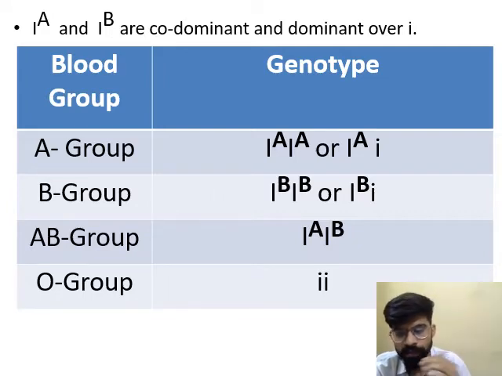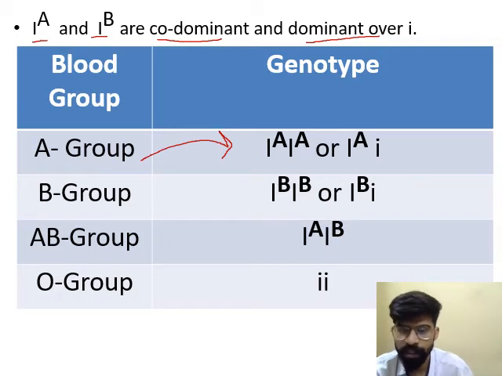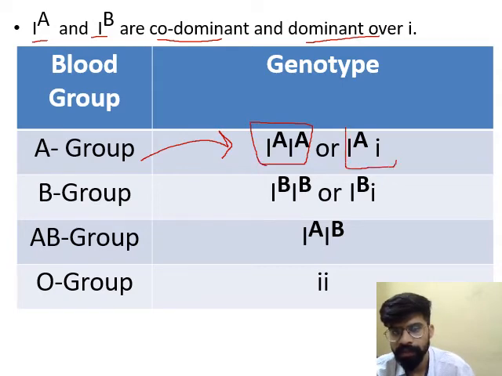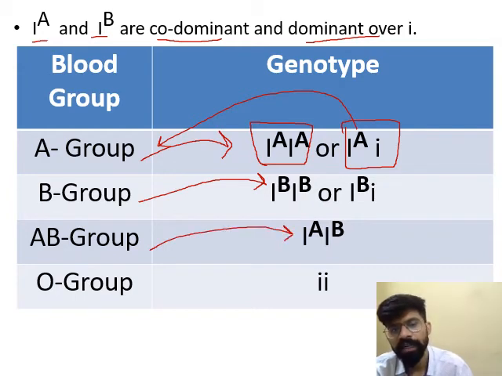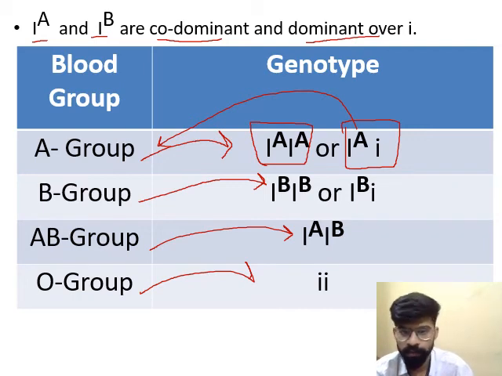This is the table that I was explaining in the previous slide. This is I^A, this is I^B. These two are co-dominant over simple I or I^O. Blood group A may have two types of genotype, I^AI^A or I^A I^O. If B blood group, then I^BI^B or I^BI^O. If AB blood group, I^AI^B. And if O blood group, we do not write A or B, only single I is represented.